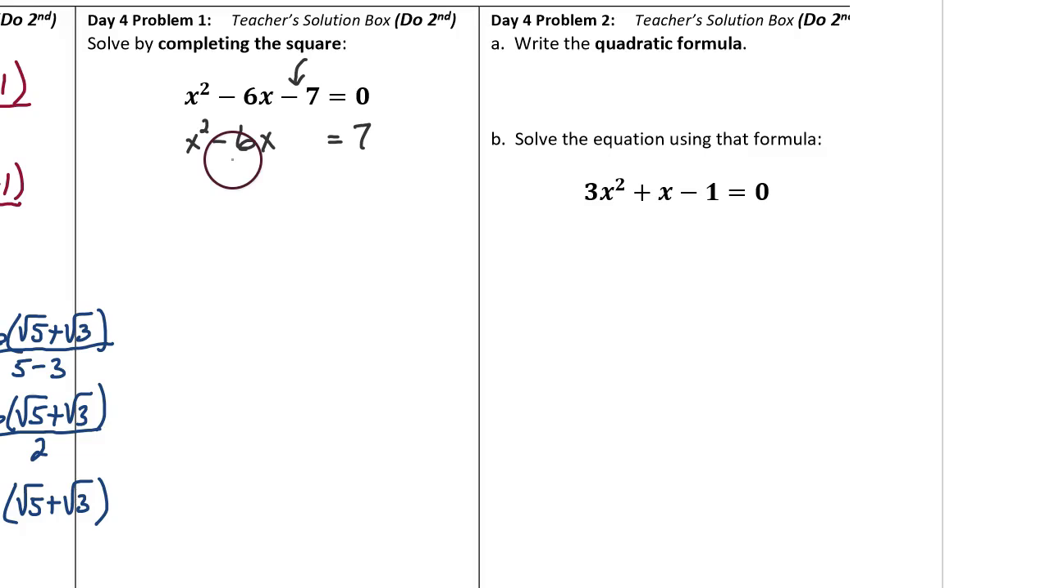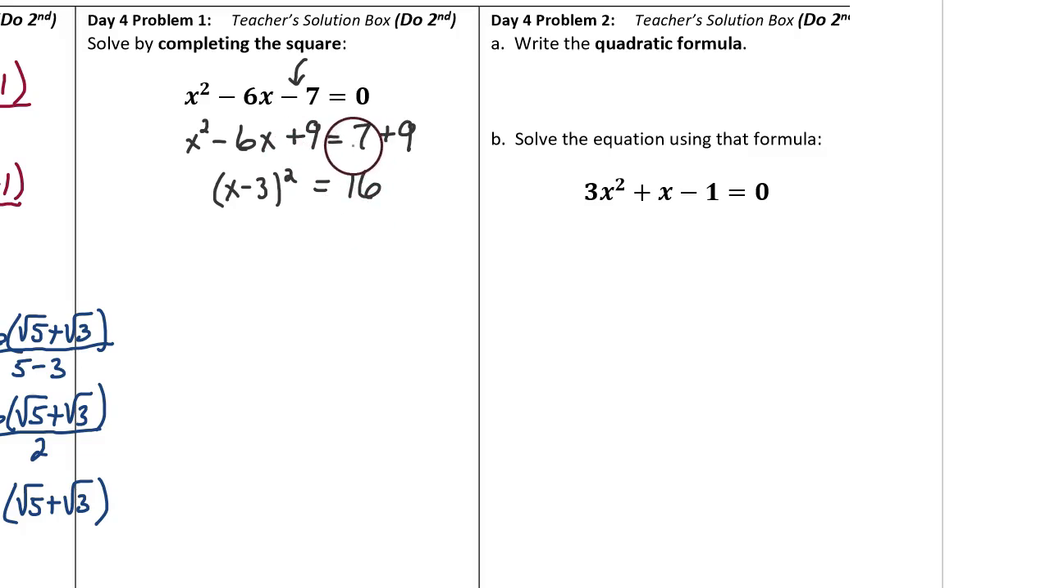Take half of this, so half of -6 is -3, and then square that. -3 squared is +9. So put a 9 in the blank spot and on the right side. Now the trinomial factors as (x - 3) squared. And on the right side, 7 plus 9 makes 16.